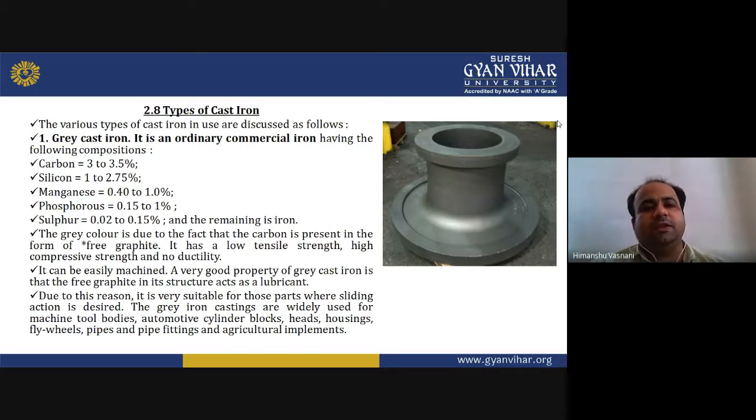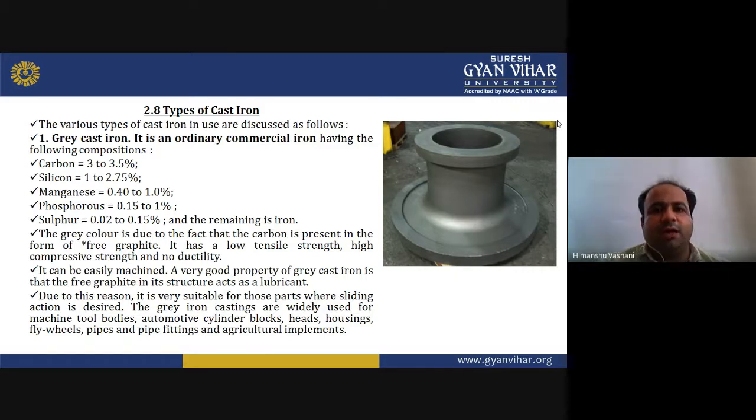The various types of cast iron. Now, we have been discussing cast iron in the last lecture, the main ferrous metals available. Among them, we were discussing cast iron. So the various types of cast iron are, the first one, the gray cast iron.